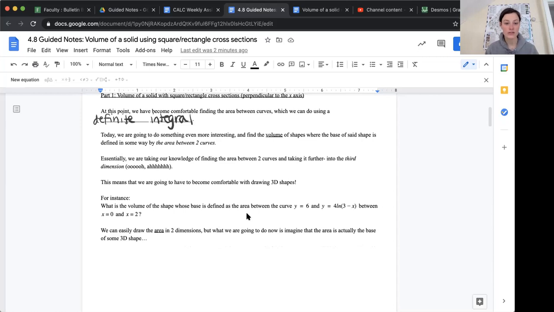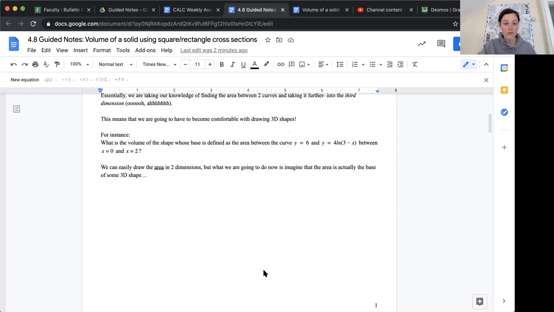Today, we're going to do something even more interesting and find the volume of shapes, volume 3D, where the base of said shape is defined in some way by the area between two curves. So essentially, we're taking our knowledge of finding the area between two curves and taking it further into the 3rd dimension. So this means that we're going to have to be comfortable drawing 3D shapes. And honestly, we're just going to kind of jump right into this with an example.